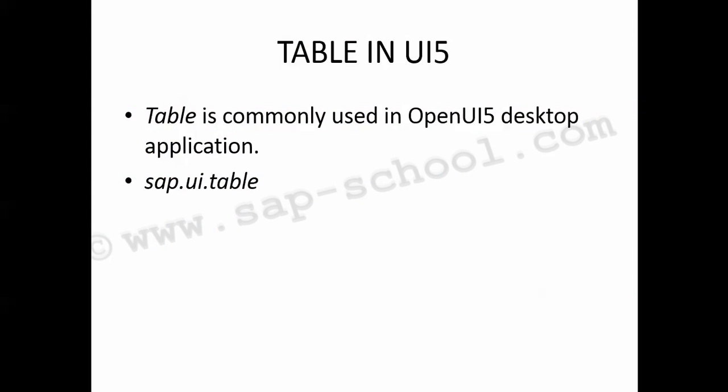After that, we have the table in UI5. The table is commonly used in OpenUI5 desktop applications. It provides a comprehensive set of features for displaying and dealing with a vast amount of data. The table control supports desktop PCs and tablet devices. On tablets, special consideration should be given to the number of visible columns and rows due to the limited performance of some devices.